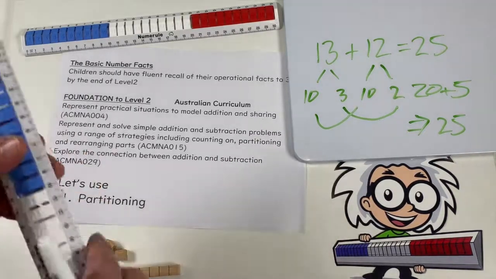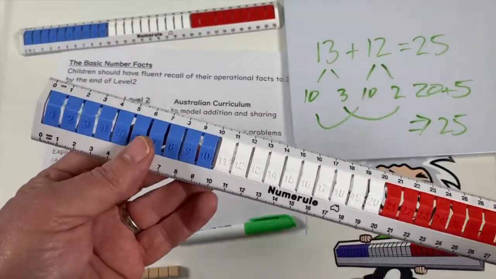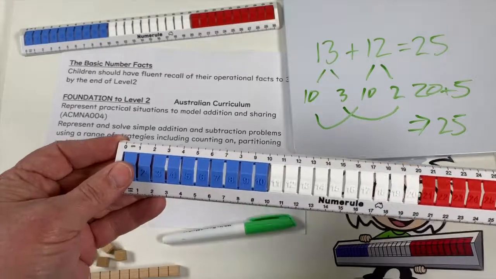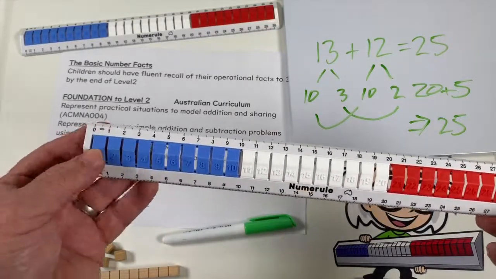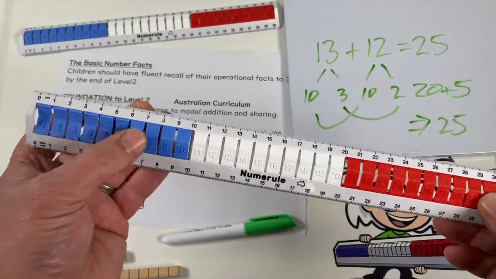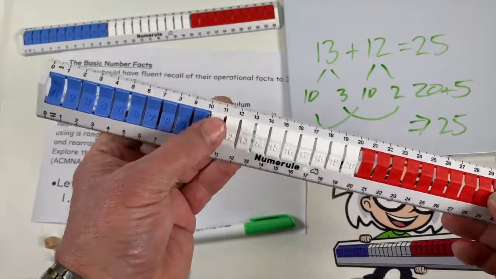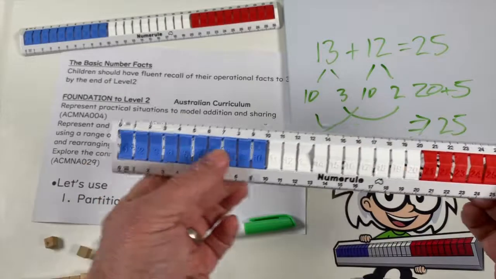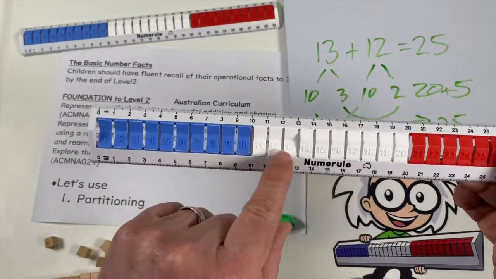Now let's have a look at what happens when we use the numeral. So we've got 13 plus 12. Well, first of all, let's have a look at 13. So we've got 10 there and the other 3. So you can see easily that you've got one group of 10 and 3 ones.